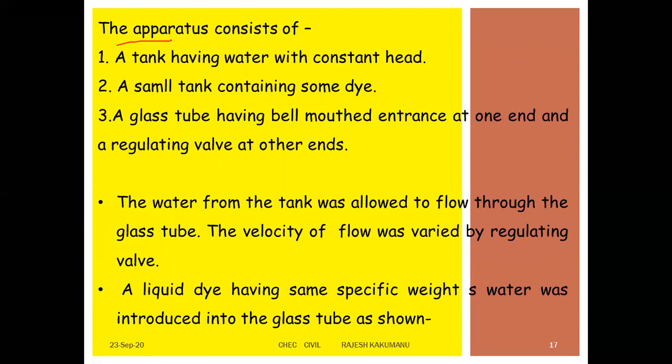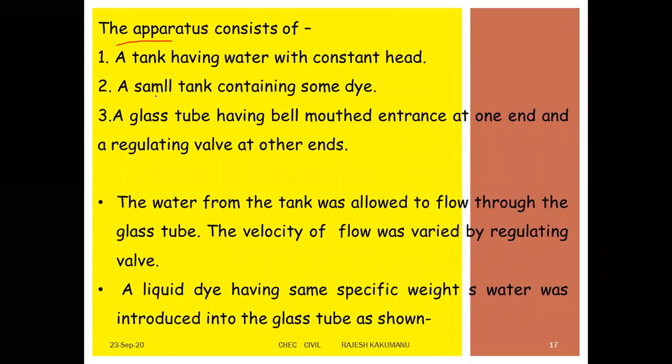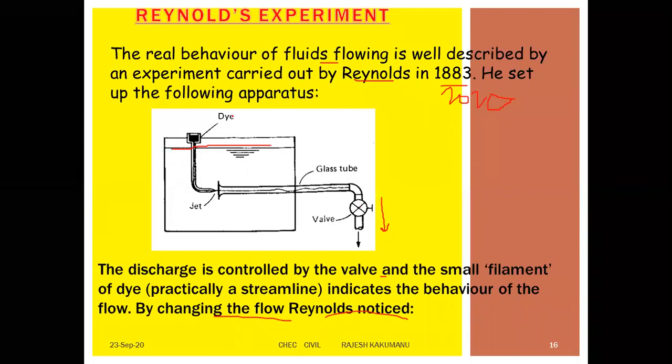So what does the apparatus consist of? The apparatus has a tank having water with constant head. Okay, a tank having water with constant head, and the constant water head level should be constant. Second, a small tank containing some dye. See the figure here. This is a small tank.